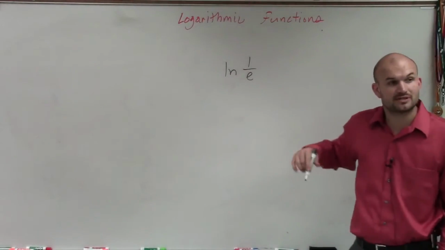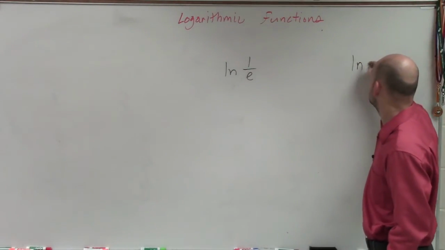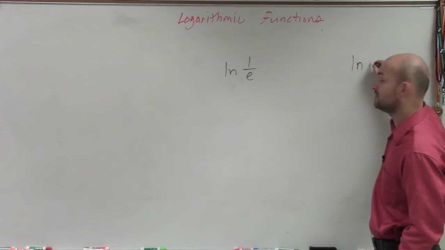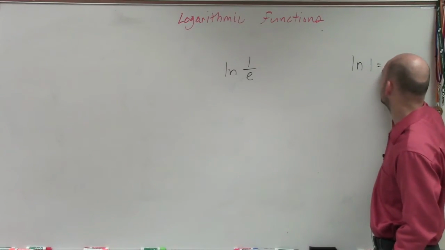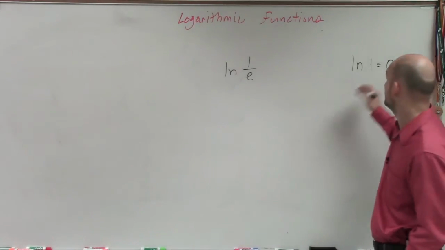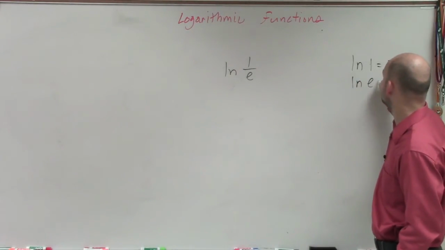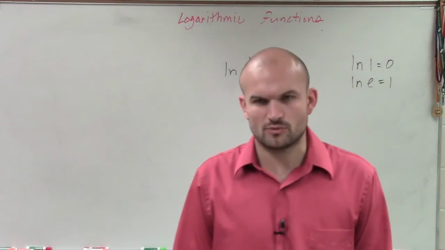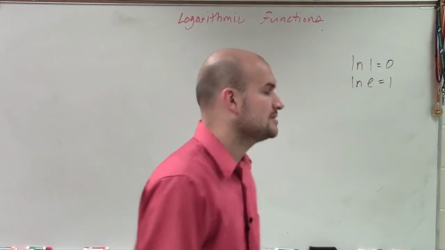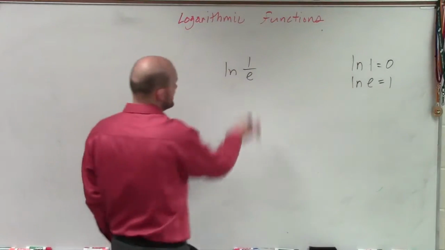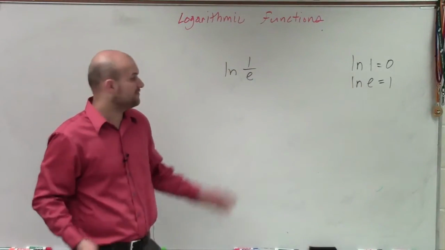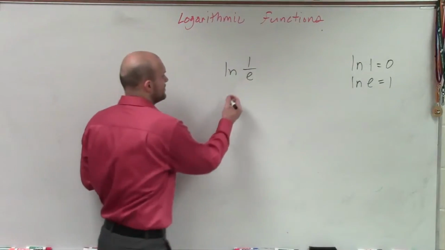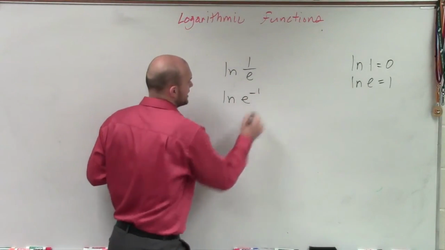Go off of the properties of logs. We know that by the properties of logs, if I have ln of 1, we know that is equal to 0, right? And we know ln of e equals 1. Those are just two properties that I want you to make sure you're aware of. All right? So now, ladies and gentlemen, if I say, well, what is this? How are you going to simplify this one? Well, the first thing we can do is we can obviously rewrite e over 1. So we can rewrite this as ln of e to the negative first power.